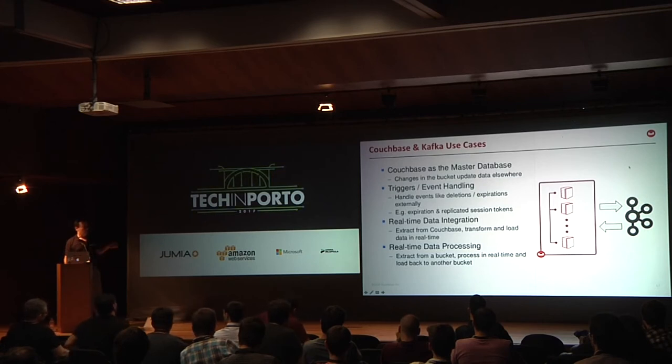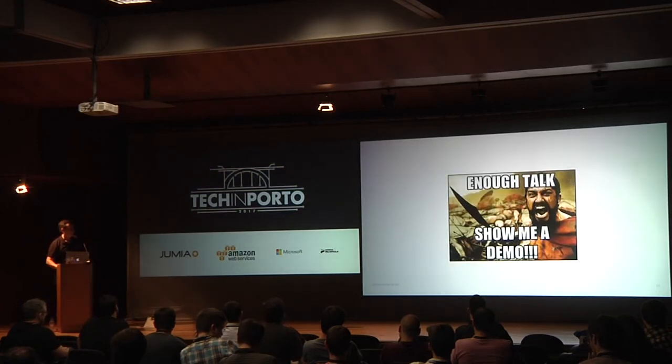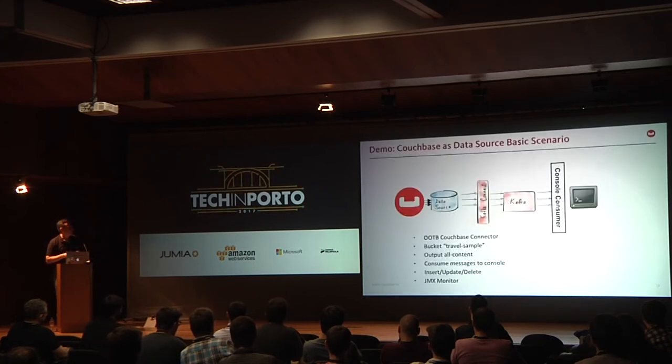And of course, there are many ETL scenarios, extract, transform, and load, which imply moving data around different systems. So Kafka is in the middle to take care of the changes, with Couchbase as a source or target. So enough talk, let's show some code, some demo.